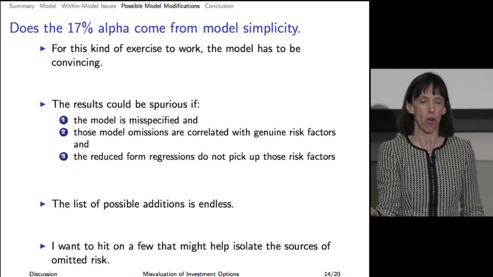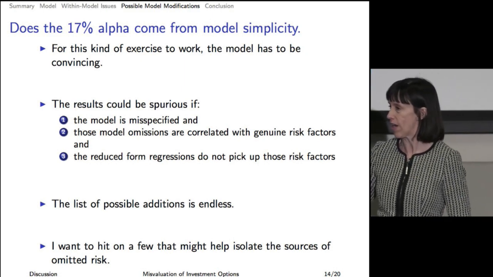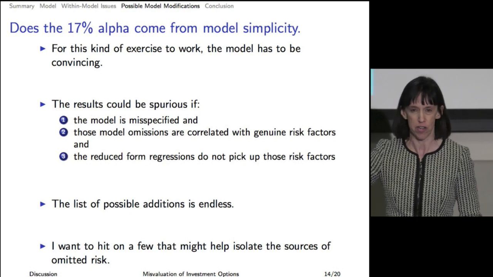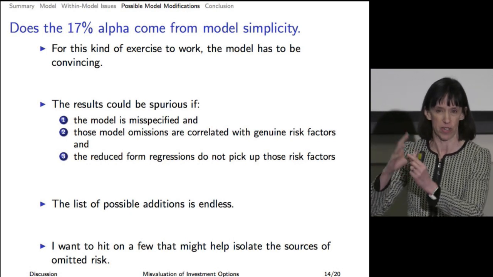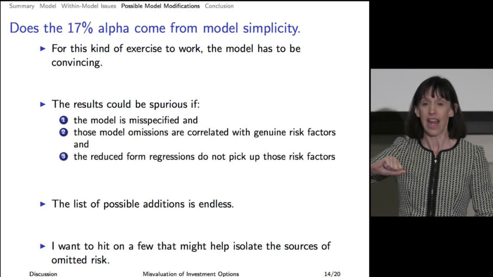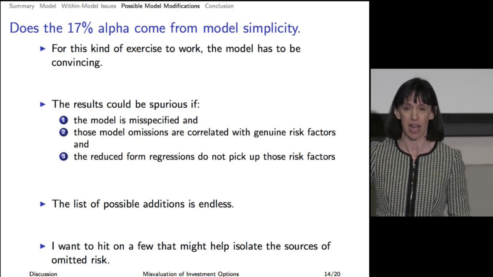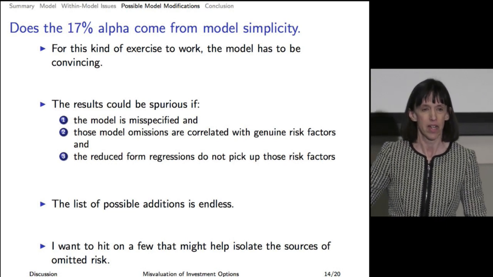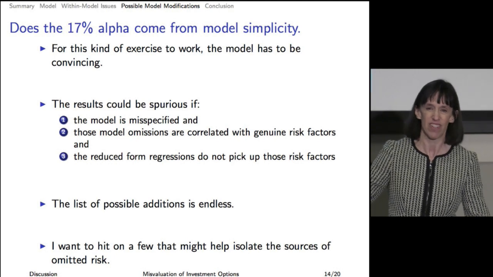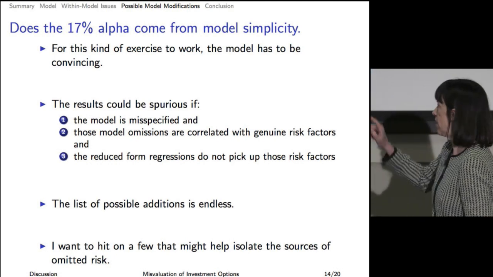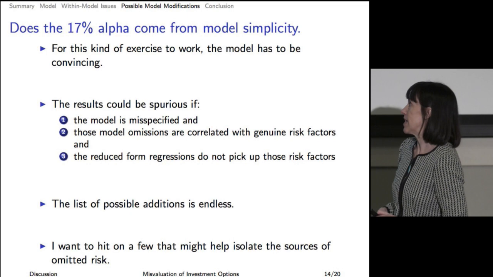The model has to be wrong, and anything that's omitted from the model has to be correlated with a known risk factor, not even known, but just some risk factor. And those reduced form regressions can't be picking those risk factors up. So if that's the case, who knows what's going on? The list of possibilities is endless.